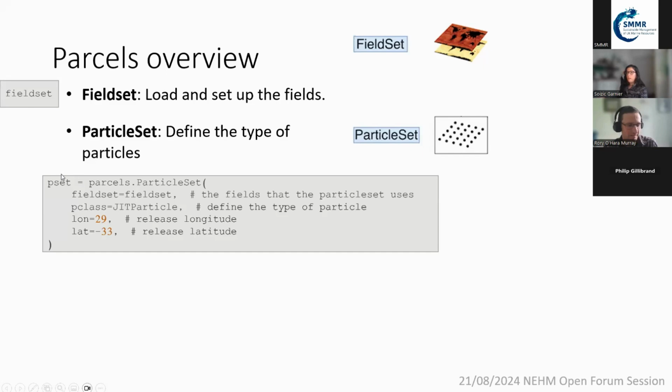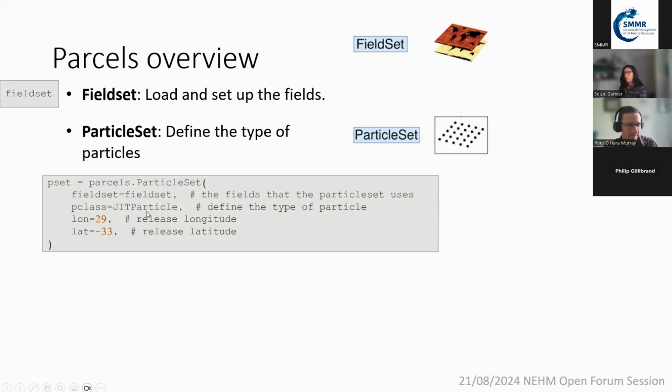So these are the particles we're going to be using through the simulation. Here I define an object pset based on the class ParticleSet provided by Parcels. And this will need to take in three main arguments. First, the field set that we've just created. So we are telling it that our particles are going to be moving based on this field set. We need to define the particle type.